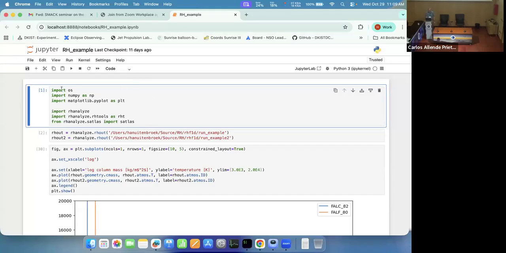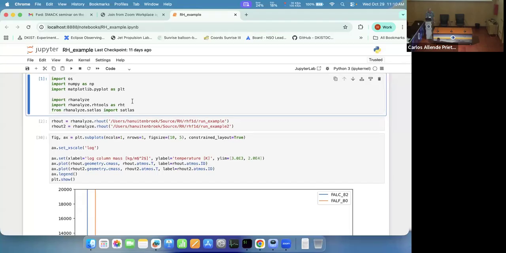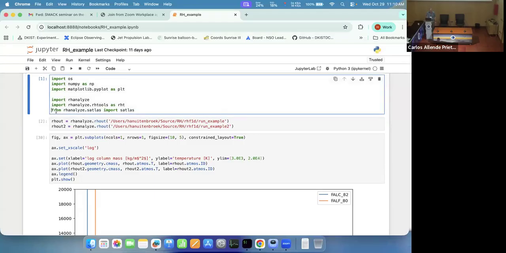So we only need a few packages. In this example, I think OS is not even needed, but we definitely need NumPy and some plotting packages. Then you have to put the Python RH analyze directory in your Python path if you want to do this. Otherwise, it won't see these routines. Then there are some tools in the rhtools.py file that we import this way. And then to use the atlas, you use this.